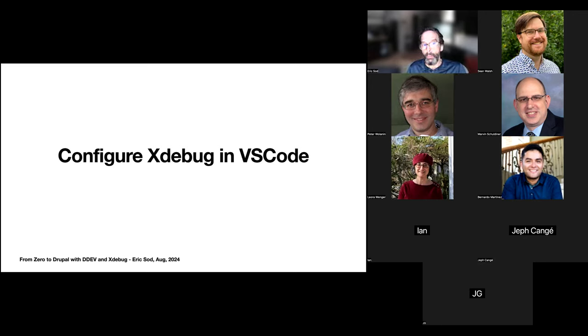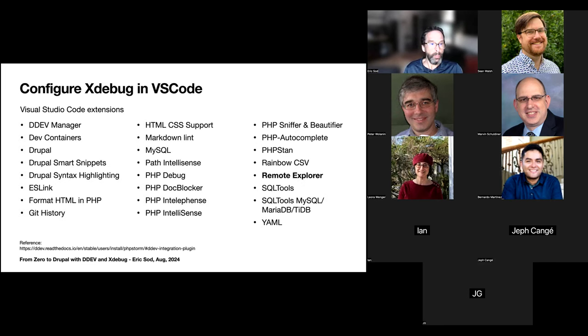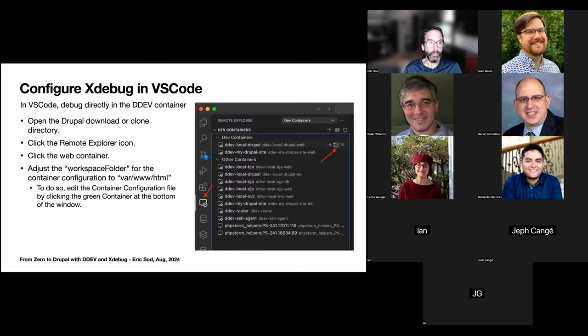Moving on. Configure Xdebug in VS Code. That's a lot of information there, and really the only thing we're looking at today is the remote explorer. But I started to build this slide and I'm a LAMP stack developer, and these are all the plugins I need in VS Code. If you're familiar with VS Code, you know that you have to add all the plugins, unlike PhpStorm, which comes with everything wrapped up together. So what we want here is the remote explorer.